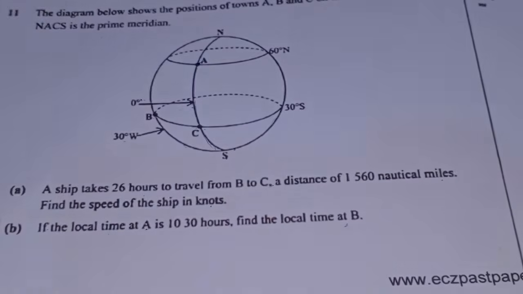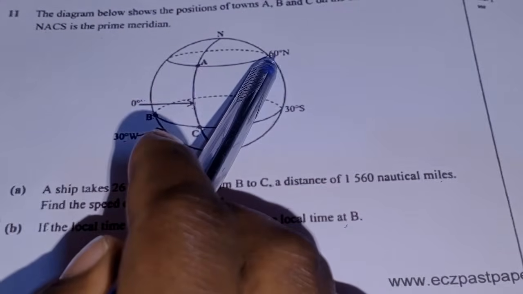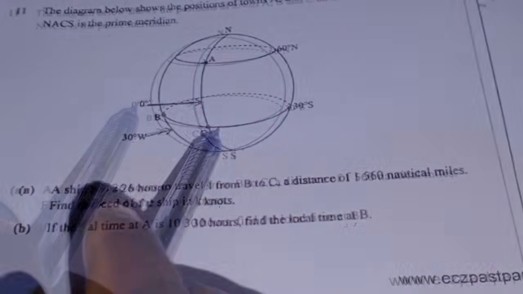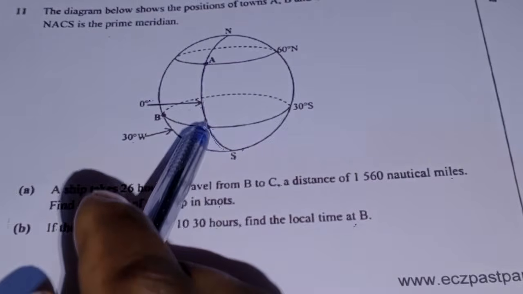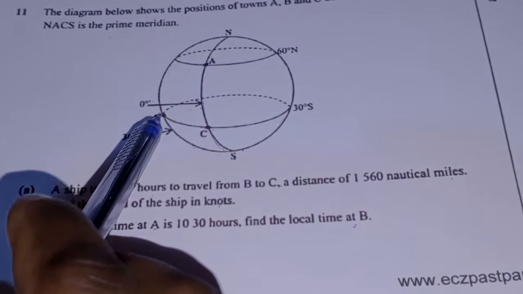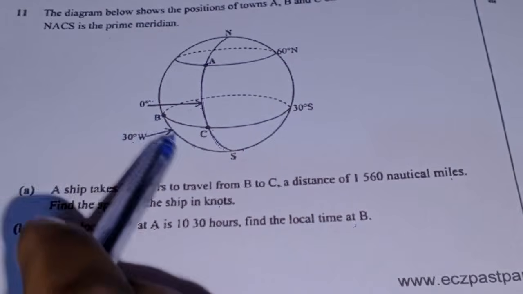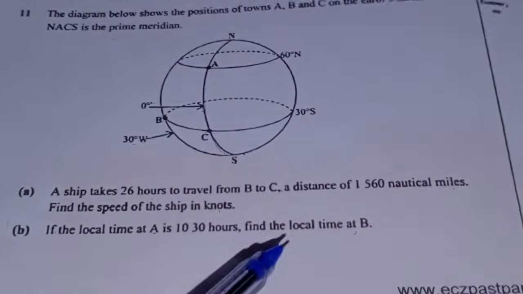Now as you can see here, A was lying on the latitude of 60° north and the longitude of 0 degree. C was lying on the latitude of 30° south and the longitude of 0 degree as well. Then for B, it was lying on the latitude of 30° south and the longitude of 30° West.